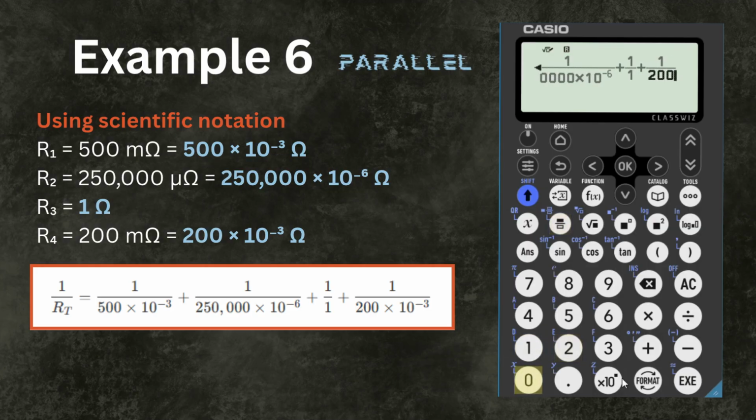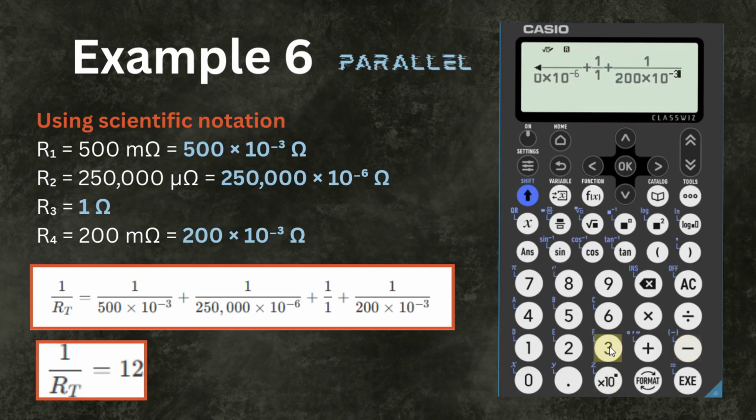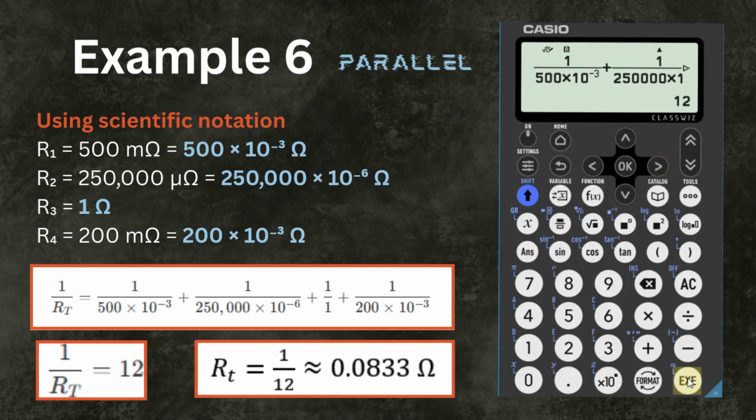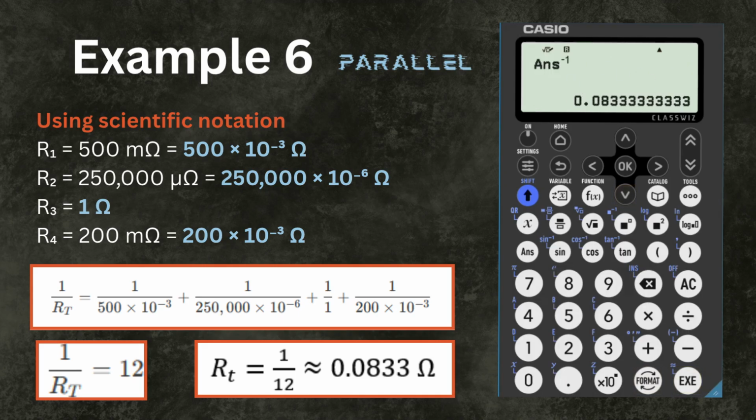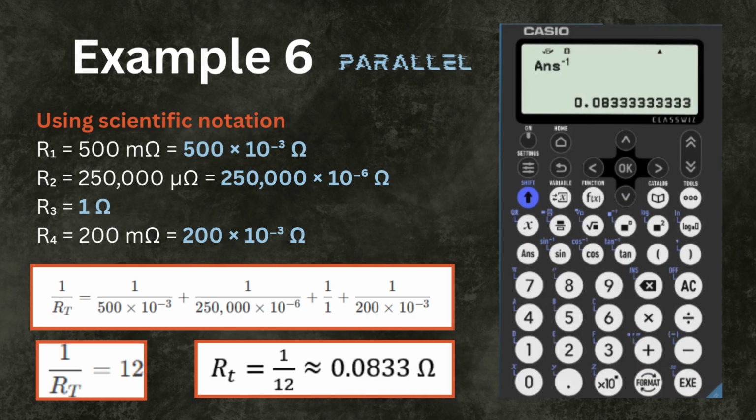Press execute, or equals. The result is 12. Now use the reciprocal function, or x to the power of minus 1 button. This gives 0.0833 ohms. Therefore, the total resistance is approximately 0.083 ohms.